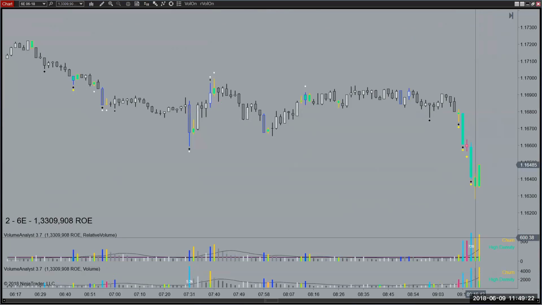Okay, but we do here in the relative volume. And you can see it's just a massive amount of volume. It's 6-7 times what it would be normally at that low. So that's confirming to me that we have a huge amount of demand coming in off of that area, and that it's actually ready to start turning up.